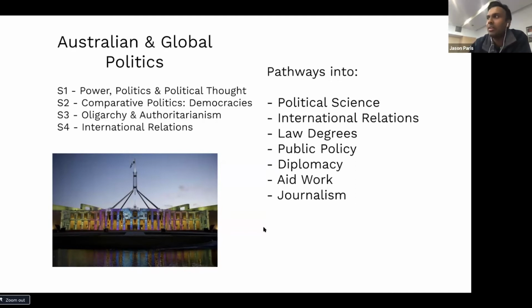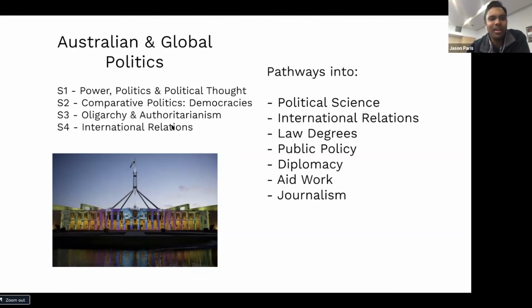And in semester 2, it's comparative politics, so comparing 2 democracies. So how do Australia and New Zealand compare as Commonwealth nations, or looking at the United States and Australia and how they compare both as democracies, but one that has obviously had its historical issues with Britain and therefore a different structure.